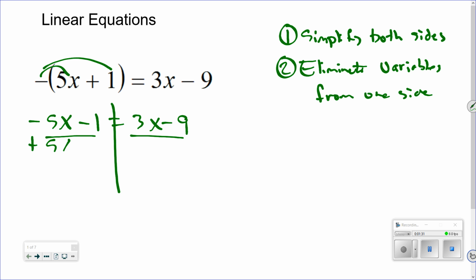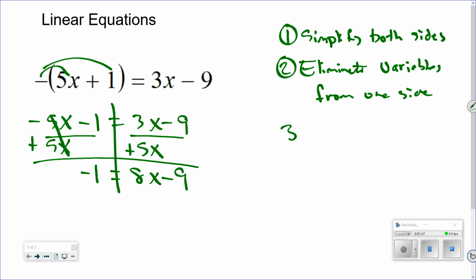I'm going to add 5x, but if I add 5x to the left side, I have to add 5x to the right side. I end up with, that'd be 0, negative 5x plus 5x. So I end up with a negative 1 equals 8x minus 9. When you get to this point, right, step number 3 is you're just trying to get x by itself. Usually on those problems, we're going to add or subtract first and multiply or divide second.